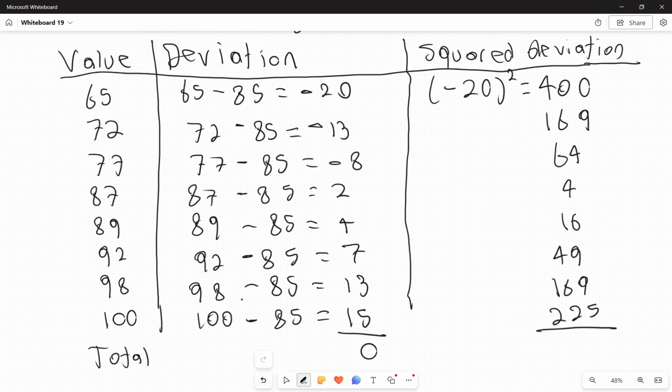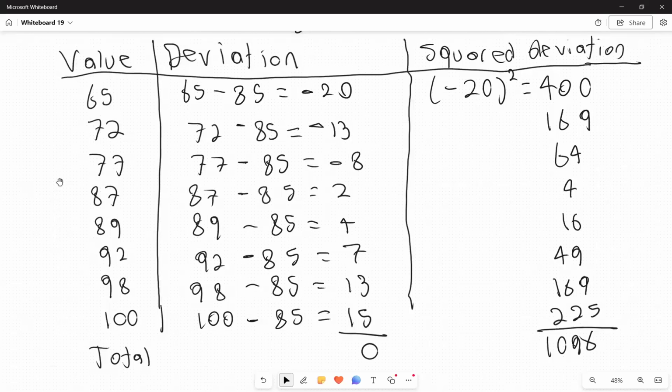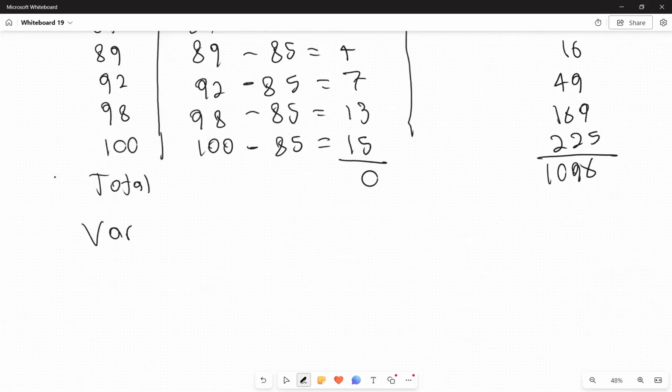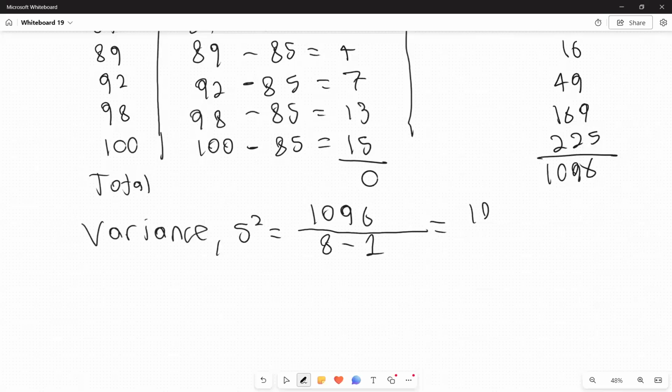So the sum of the square deviations is 1096. With that, we can find the variance. We denote the variance with S squared. This is the sum of square deviations over the number of data values minus 1. So the variance is approximately 12.51. And the standard deviation is the square root of the variance.